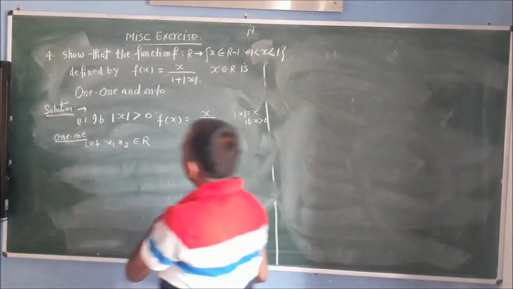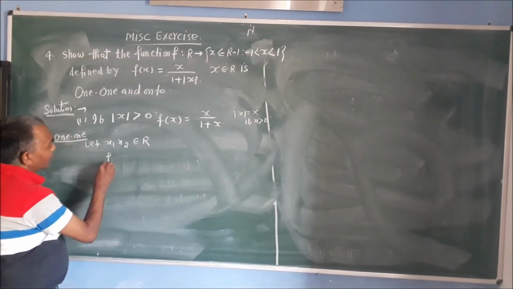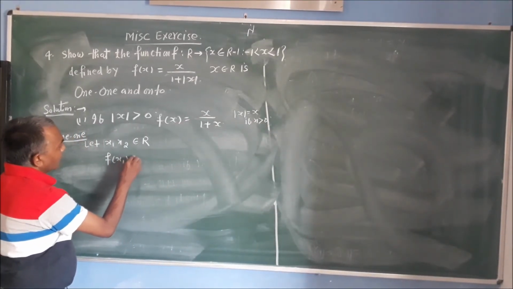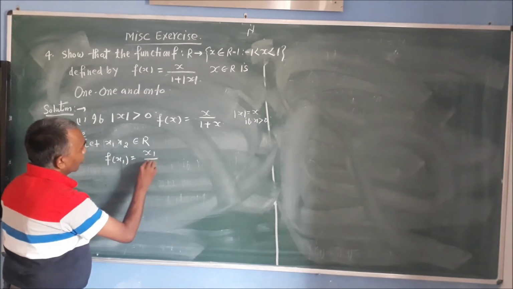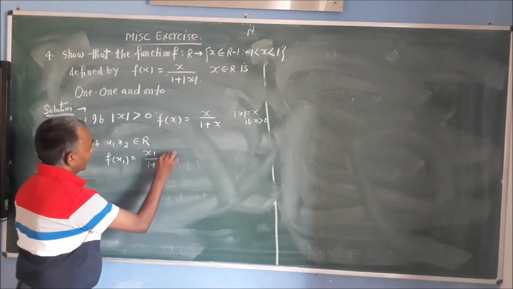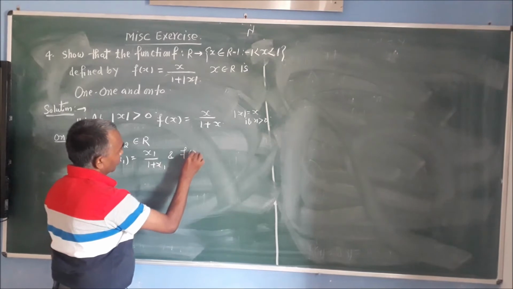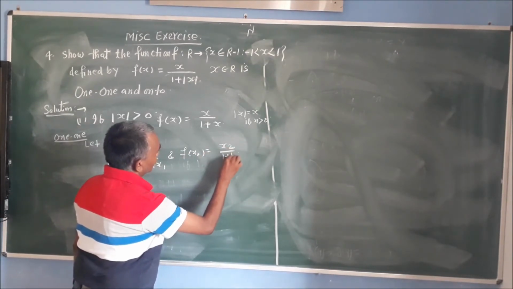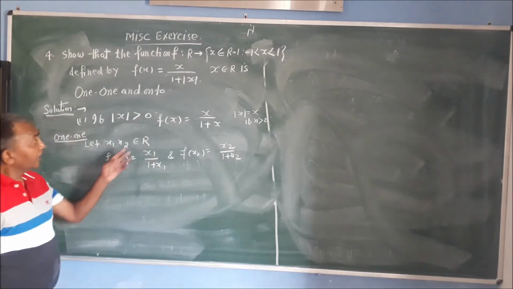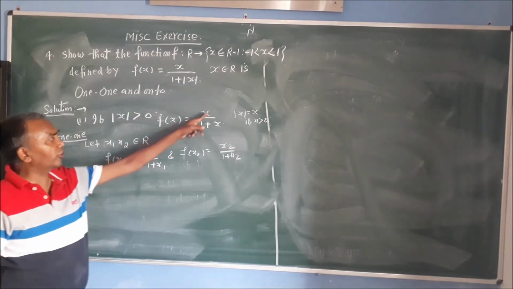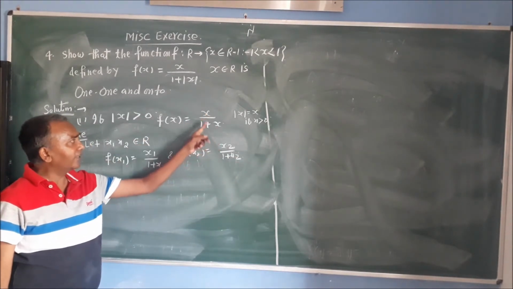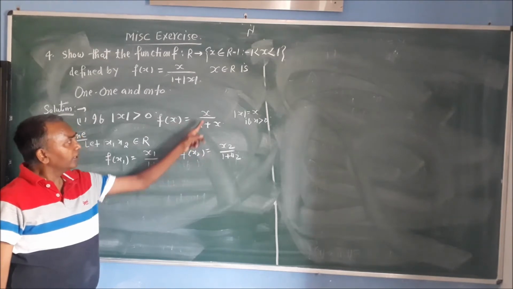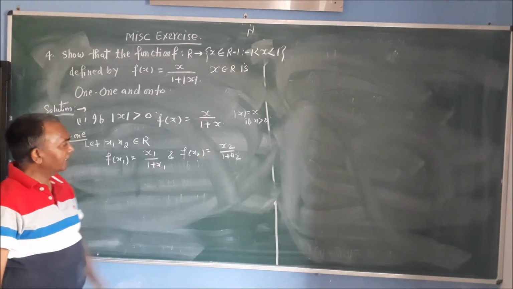If x1, x2 belong to R, then f of x1 is equal to x1 divided by 1 plus x1, and f of x2 is equal to x2 divided by 1 plus x2. See here, if you put x1, this is x1 upon 1 plus x1, and if you put x2, this will be x2 upon 1 plus x2.